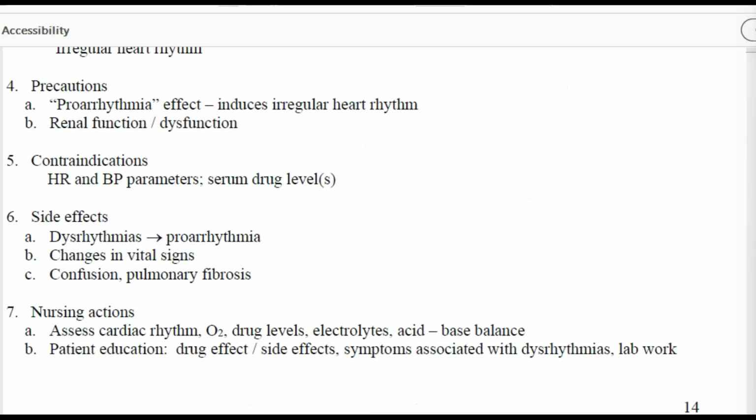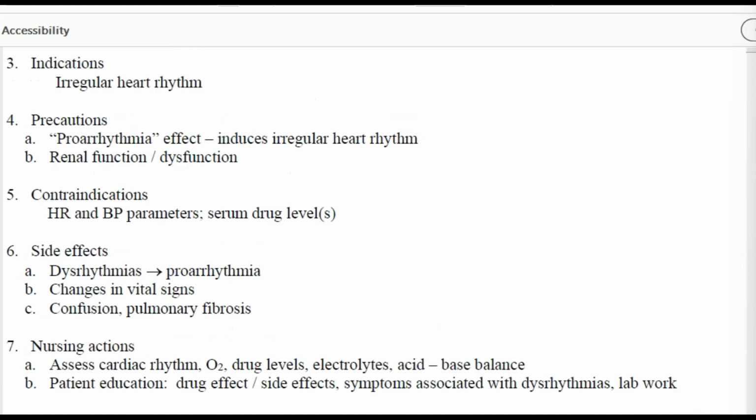Some precautions with antidysrhythmic agents: they're also known as having a pro-arrhythmia effect, which means they induce irregular heart rhythm. As mentioned earlier, although they're used to treat irregular heart rhythms, they can also cause irregular heart rhythms or dysrhythmias. Also use caution with renal function or dysfunction. Some contraindications include certain heart rate and blood pressure parameters, because antidysrhythmics can cause decreased heart rate and sometimes increased heart rate, and also changes in blood pressure.